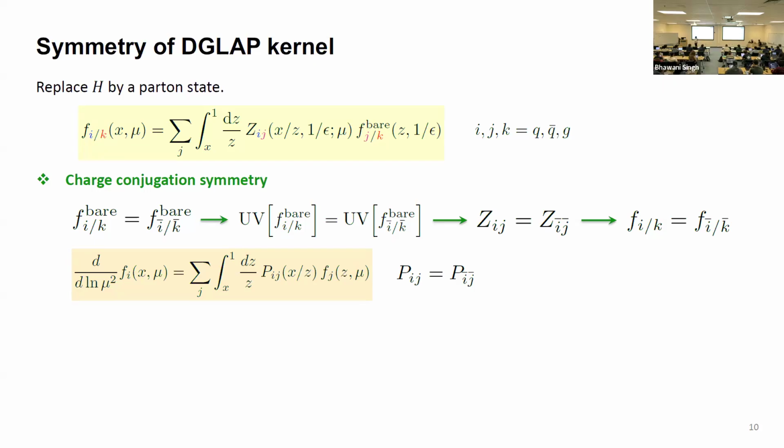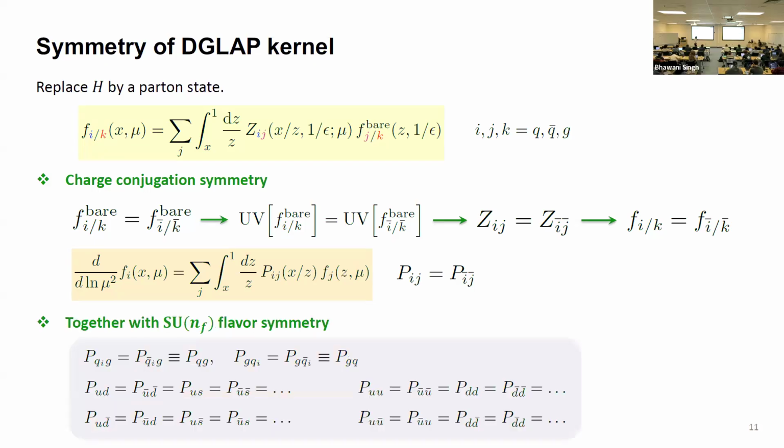Or I will refer to the Pij as DGLAP kernels. And we have seen the charge conjugation symmetry. The next symmetry is a flavor symmetry, because when we only think about UV, we can think about the partons as massless partons. So we have an approximate SU(NF) flavor symmetry. NF denotes the number of active flavors in the problem we are looking at.